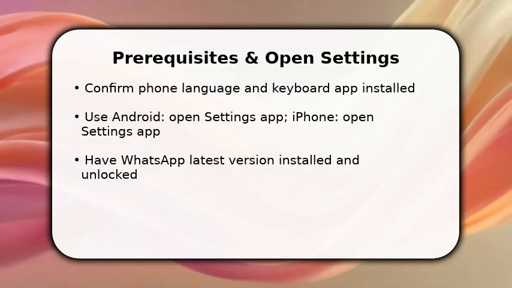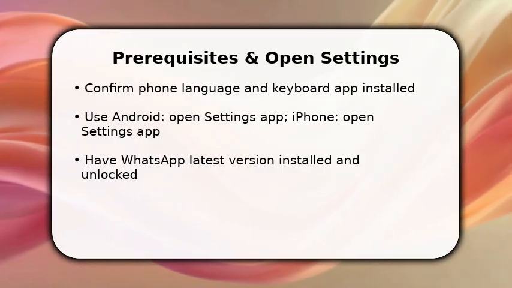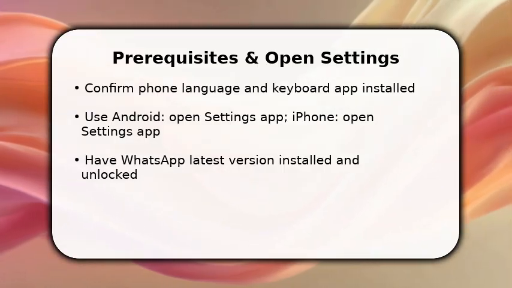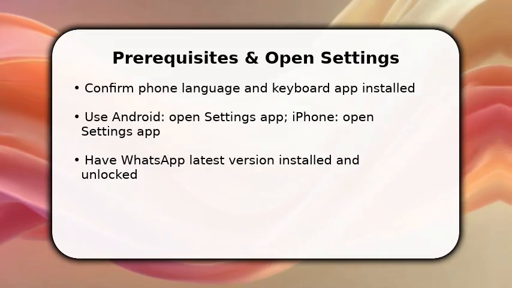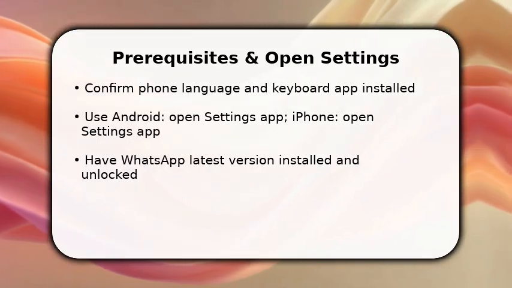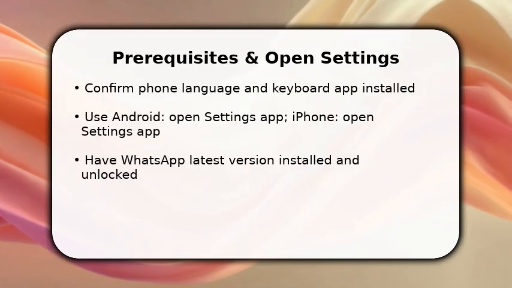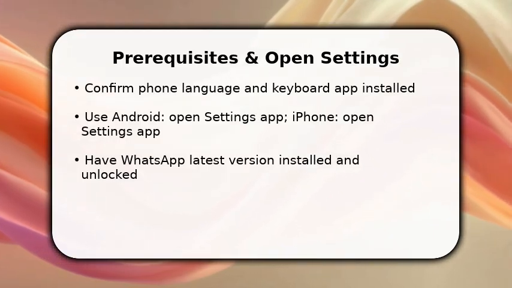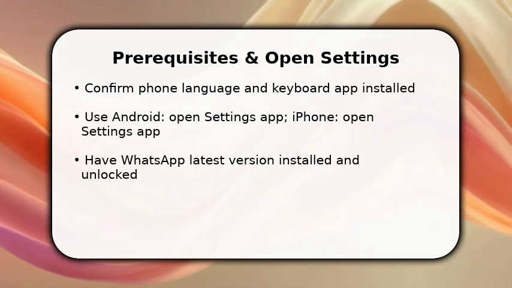You'll start by checking prerequisites. Make sure your keyboard app supports autocorrect and WhatsApp is updated. On Android or iPhone, open the Device Settings app now. Once in Settings, tap Language and Input or General Keyboard so you can access keyboard options.